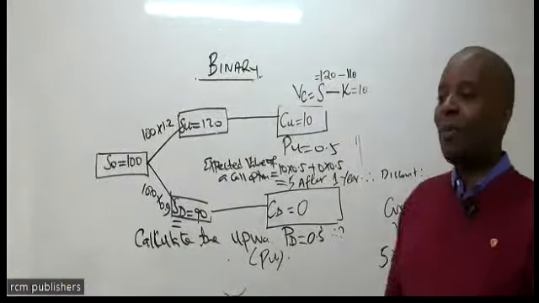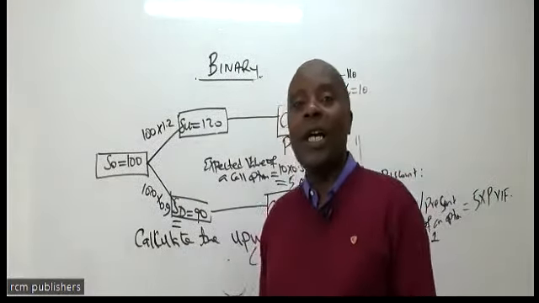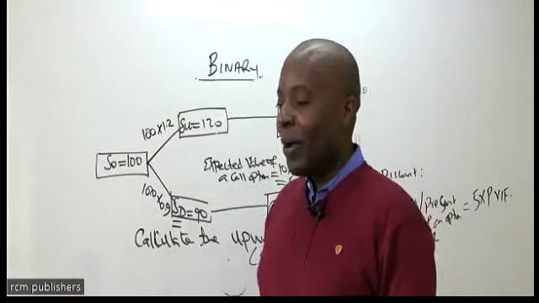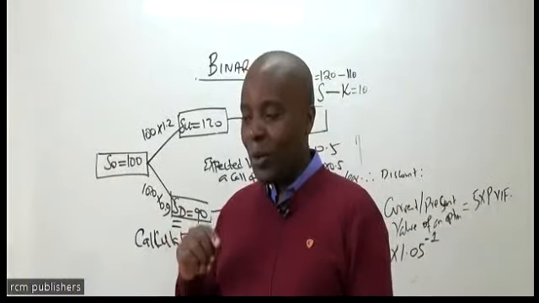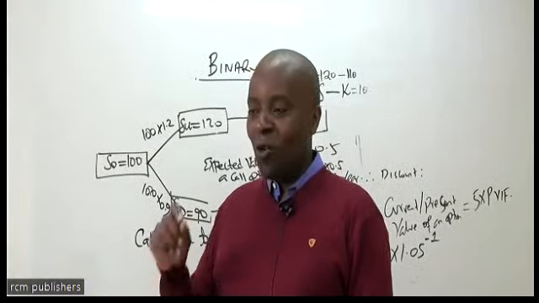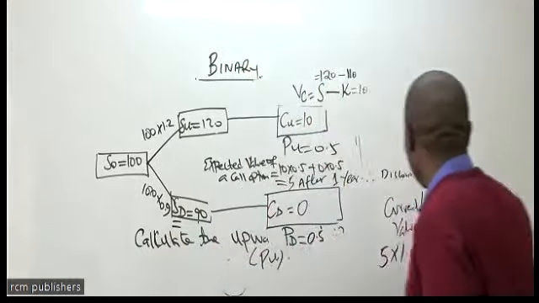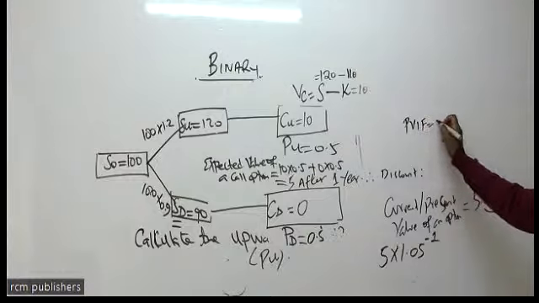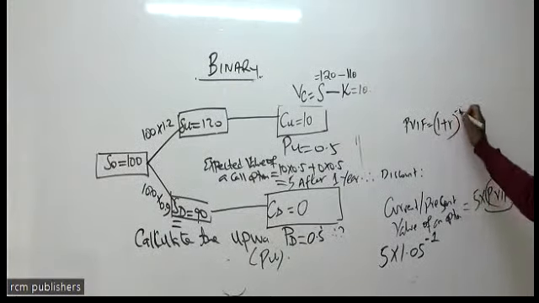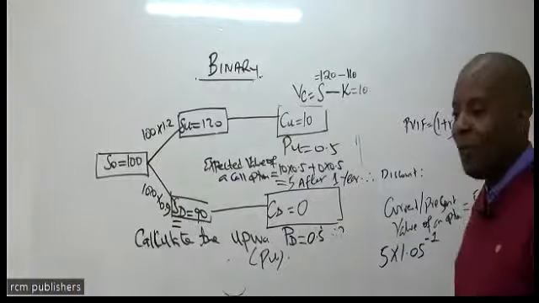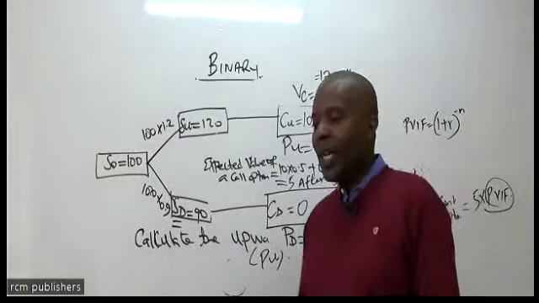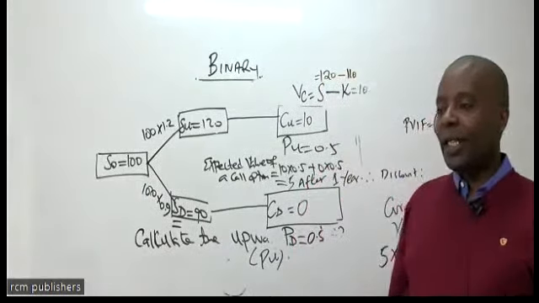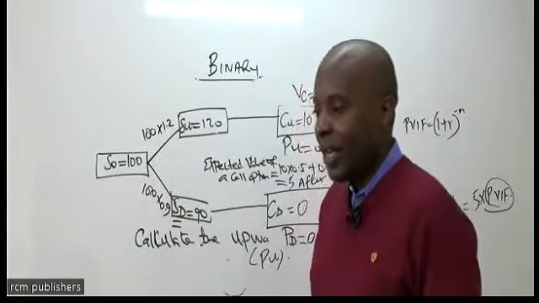Have you not seen where I got 1.05 from? It is 1 plus R. It is risk free, but 1.05 is the same as 1 plus R. Remember the PVF formula: 1 plus R raised to negative N. And that R is the same as the risk-free rate.